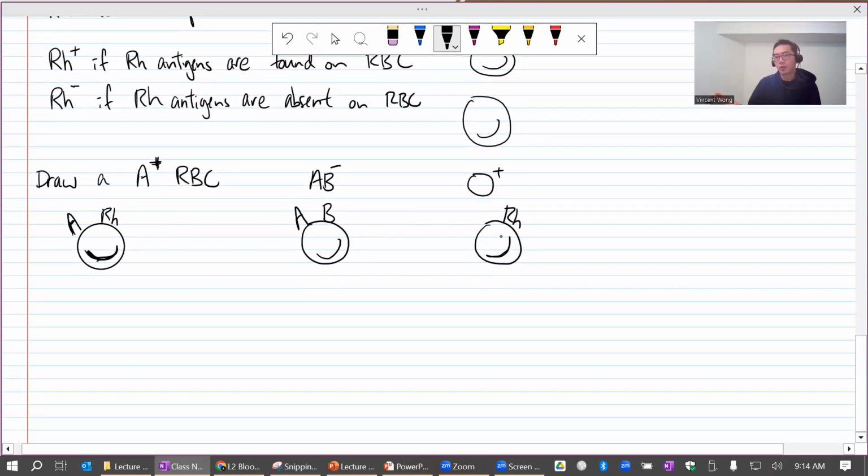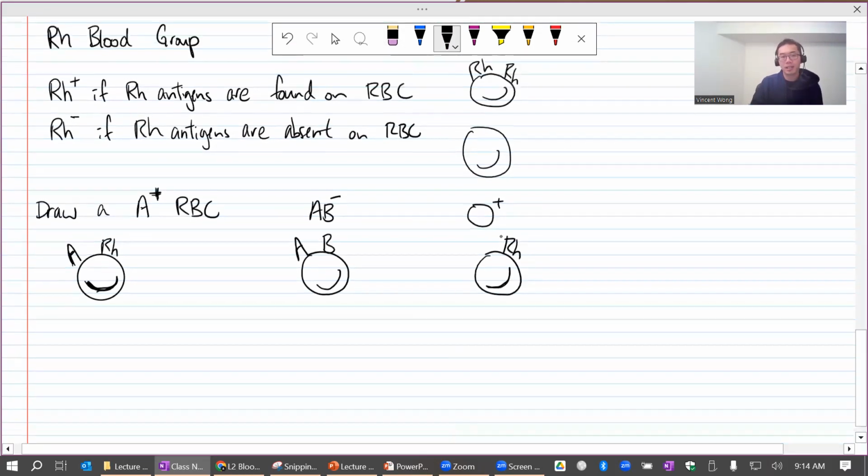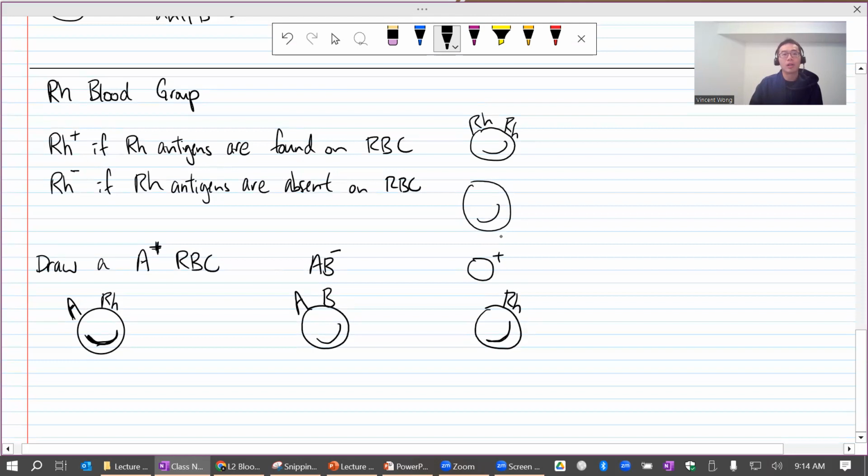So that's what the RH blood group is. You either have RH or you don't have RH. What is RH again? It's just a protein. We call it the RH protein, the RH antigen. So people that have A positive have the A protein and then they have the RH protein, or we can say antigen. An antigen is just stuff on the surface.